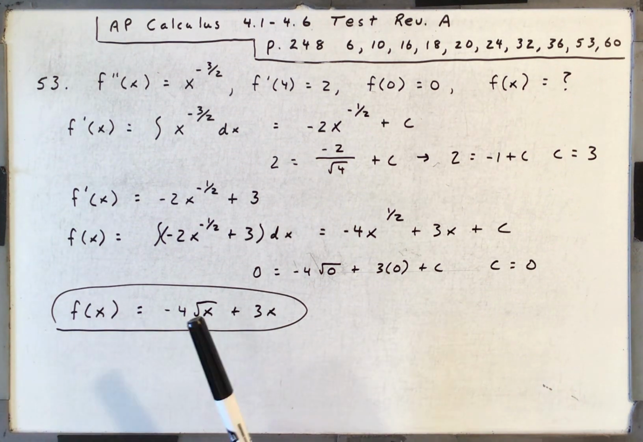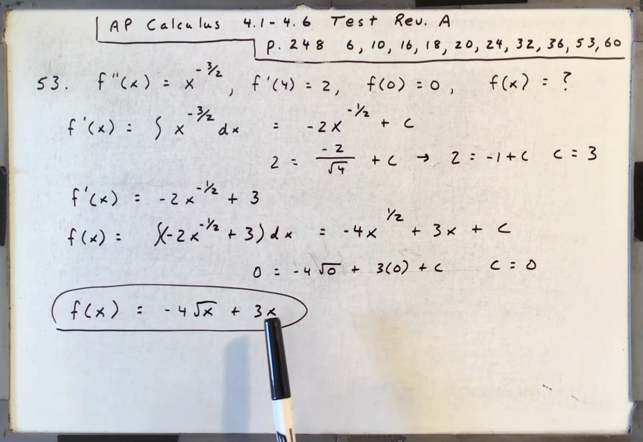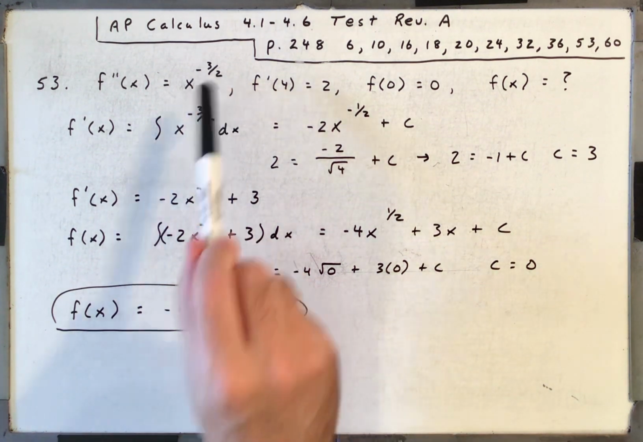By the way, how would you check this? Take the first derivative, all right, and then take the second derivative, and you should end up being back to x to the minus 3/2.